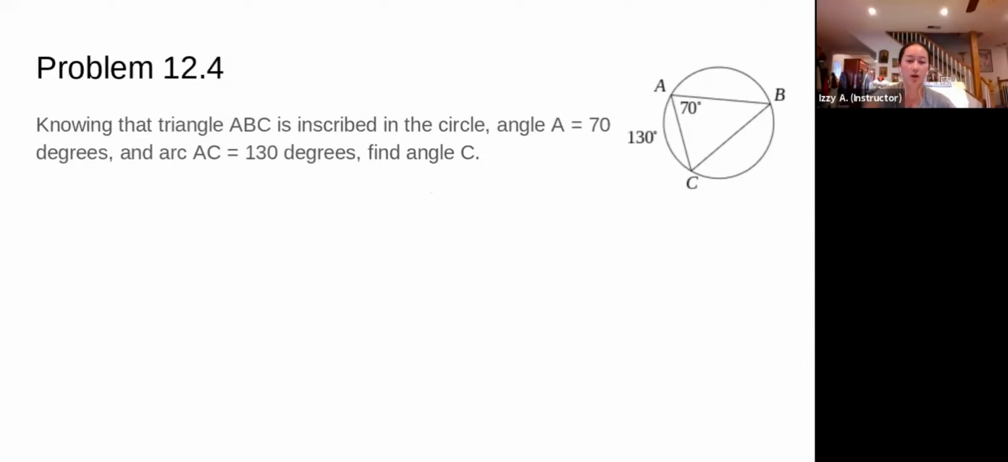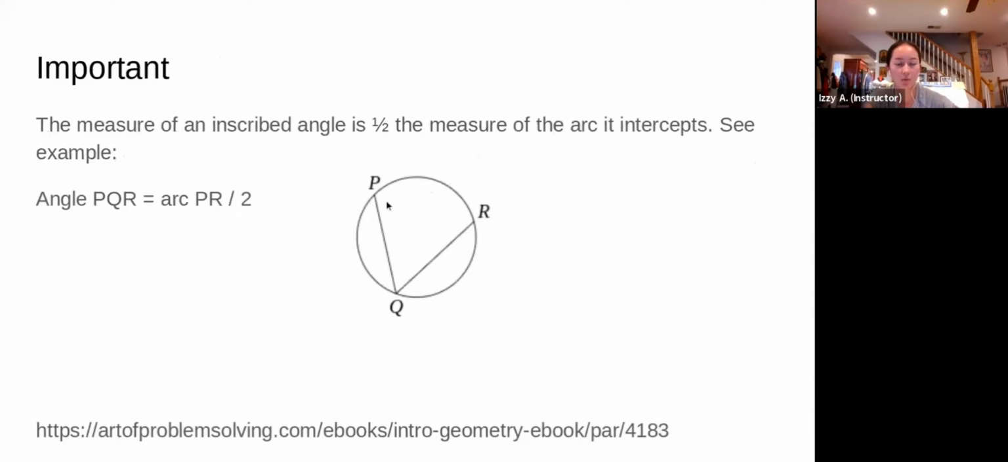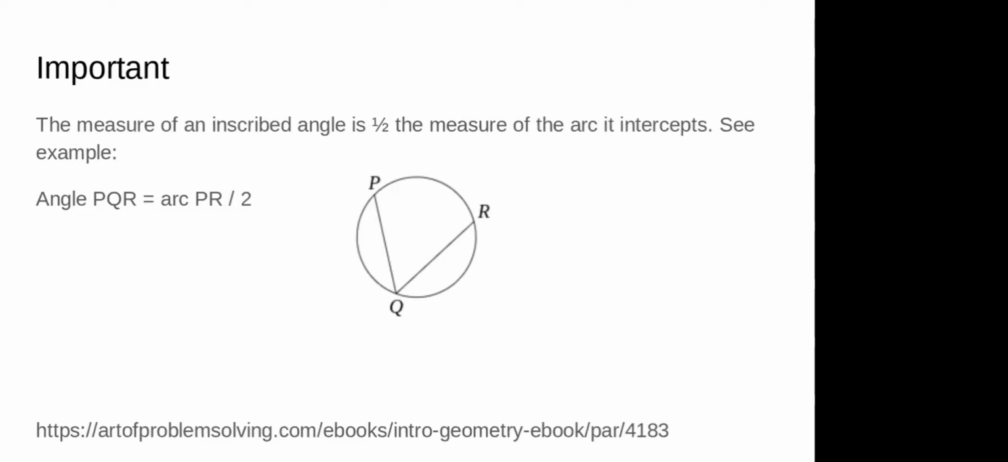But for this one, this is not at the center of the circle. The vertex of the angle is touching the circumference of the circle. It's not at the center. So this measure is going to be different from the arc's measure. That's why you divide by 2. Okay. Got it.